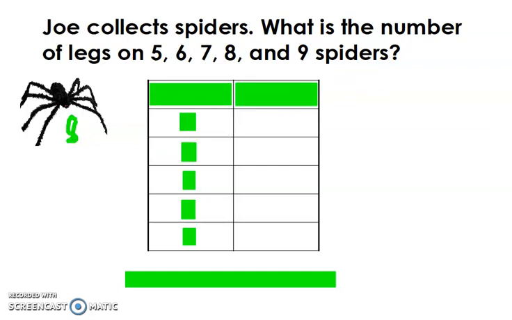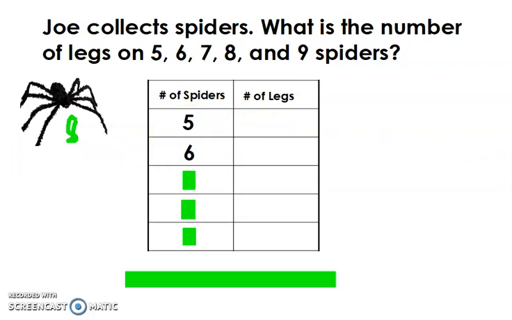Okay, and then I need to think about what I'm going to title it. Oh, they want to know about spiders, so I think I'm going to put number of spiders. And they want to know about legs, so I'm going to put how many legs are on there. And I'm going to put the numbers also that they had on there. 5, 6, 7, 8, and 9.